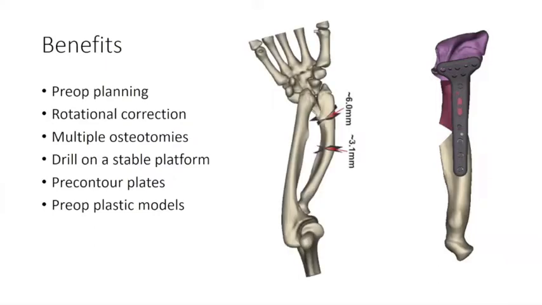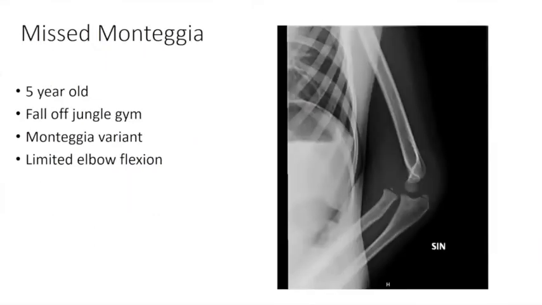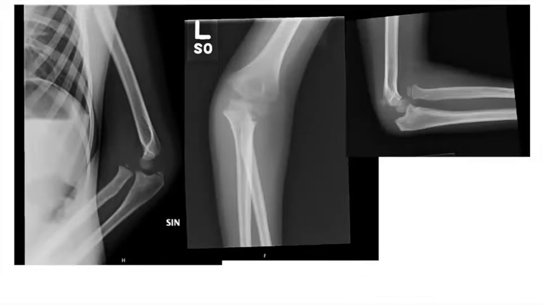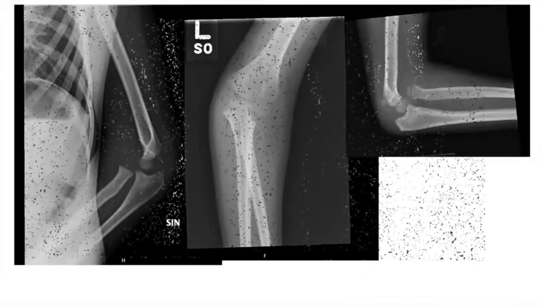Two more quick cases, and hopefully I'm not going too over time. Here's a patient, a 5-year-old, who fell off a jungle gym and had a missed Monteggia with limited flexion, preoperative x-rays shown here.